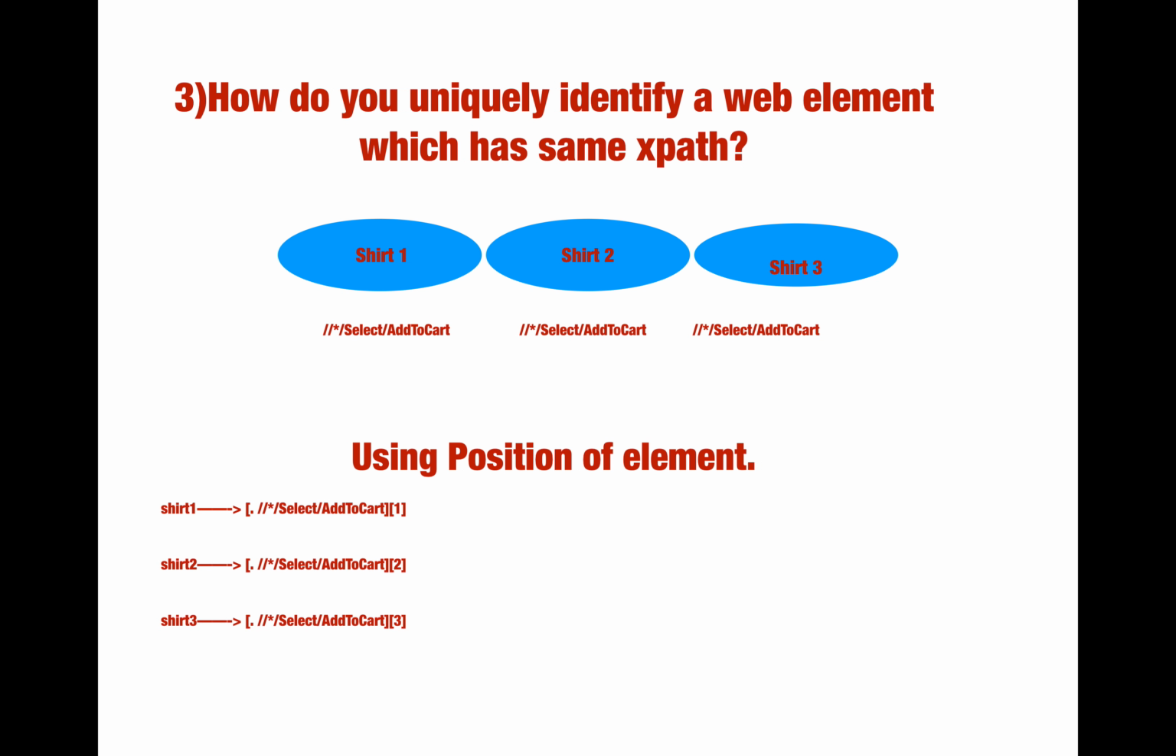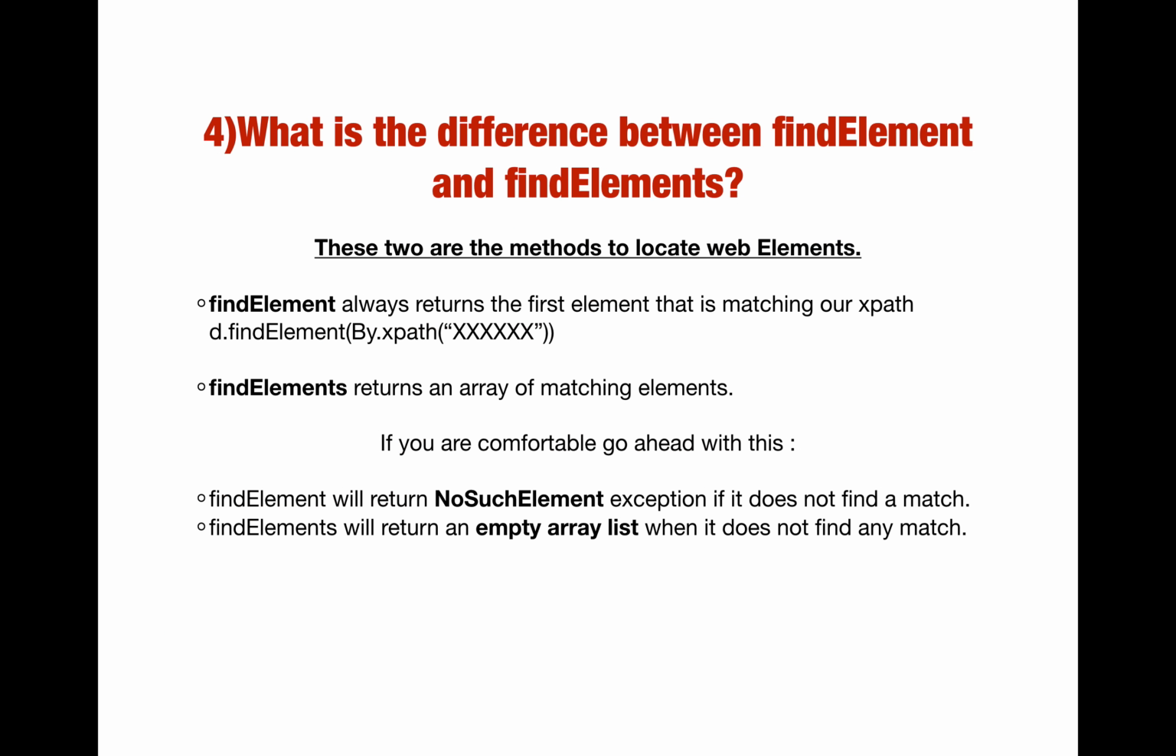In the same way, if I want to select shirt 2, I'll give the XPath followed by the second one. It means that in this case I want to select the second element. In this way, by giving the position of where it occurs on your page, you can uniquely identify your web element. This is also a very frequently asked question. It's a common problem: if two or more web elements have the same XPath, how do you come up with a solution? So this is how I come up with it. Using the position of the element, you can uniquely identify the web element of your interest.